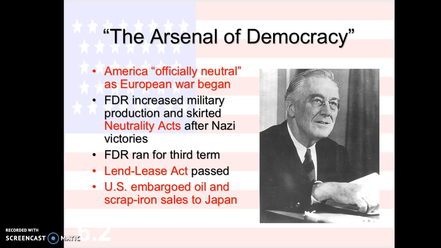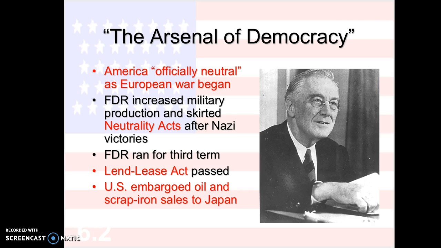Okay, the arsenal of democracy. What does that even mean? Basically, America is officially neutral when this war begins. And so FDR increases military production, and he goes around the neutrality acts once the Nazis start winning, because he doesn't want the Nazis to win. Because if Germany takes over Europe, where is Hitler going to stop? Is he going to come across the seas? Who knows? So you have him making decisions that put America on the side of the Allied powers.